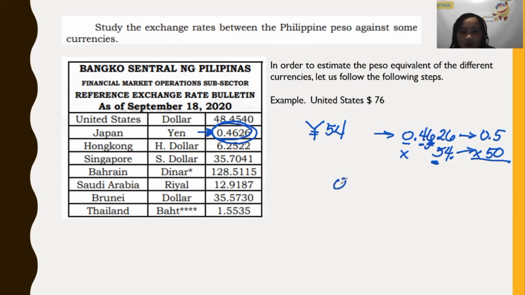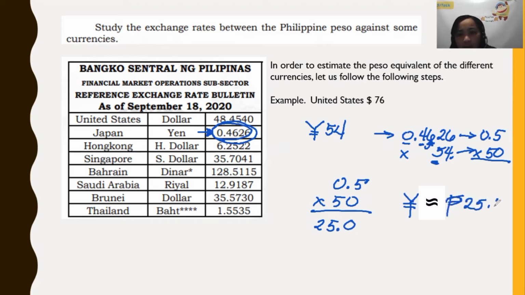Ayusin natin ang ating solution. We have 0.5, or pwedeng gawin 0.500, pareho lang yon, times 50. So ayan na ang ating solution. We have here 0, and then 5 times 5 is 25. One decimal point, and that is equivalent to, 54 yen is approximately equal to 25 pesos. So ayan po ang equivalent niya.